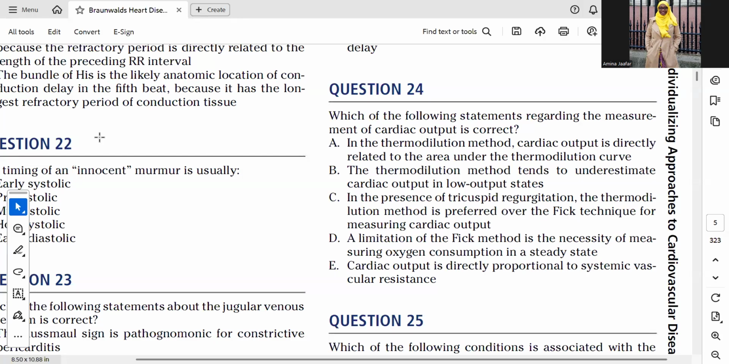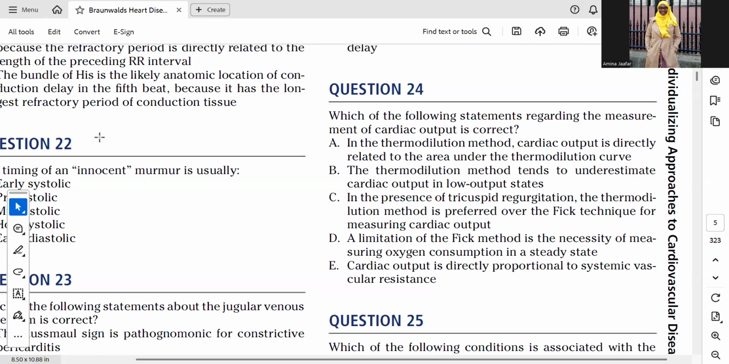So if you want to use the Fick principle to measure cardiac output, it means that the rate of oxygen absorbed by the whole body is measured, and then a formula is used. The formula is cardiac output equals the oxygen absorbed per minute by the lungs divided by the arteriovenous oxygen difference. So if you have the value of oxygen absorbed per minute by the lungs, then you get the oxygen difference between the arterial oxygen and the venous oxygen.